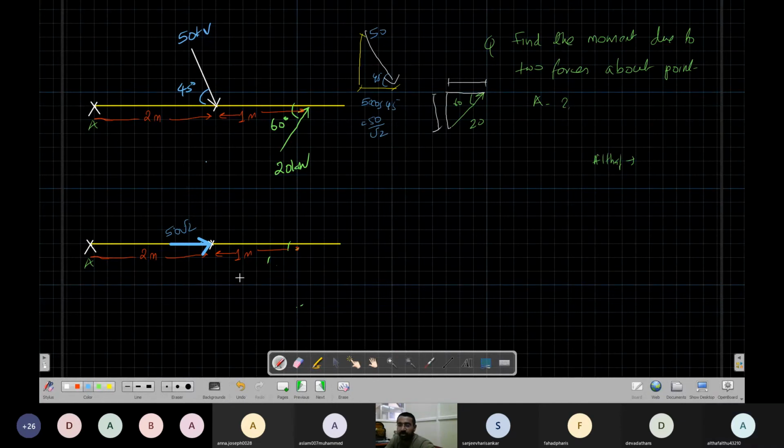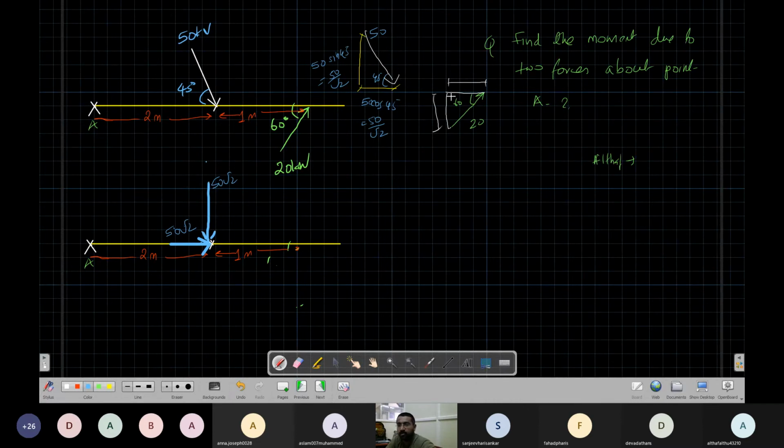Okay. Now this distance is 50 sin 45, so this is also 50 by root 2. When we say sin, it is a vertical component. This is also 50 root 2. The three forces, I have replaced with two components. Okay. Now I have to do the same thing for this force.